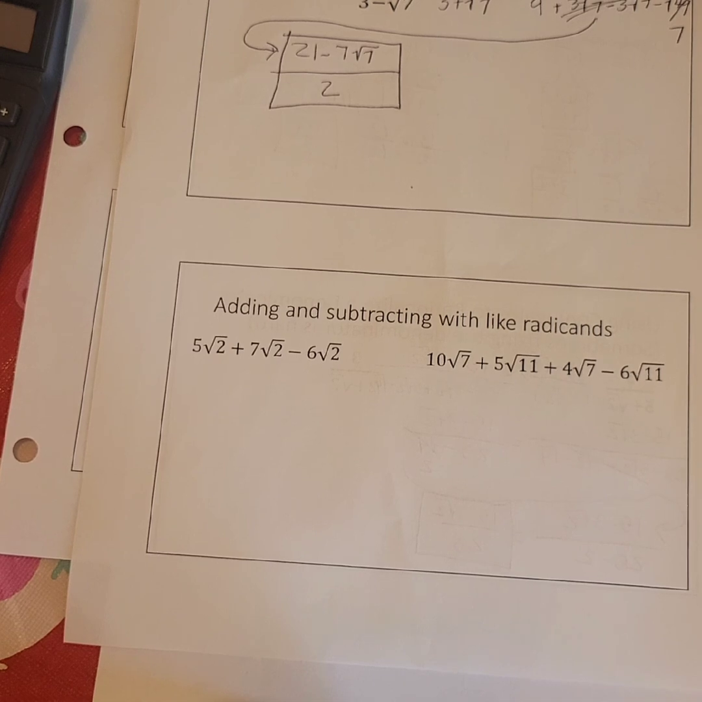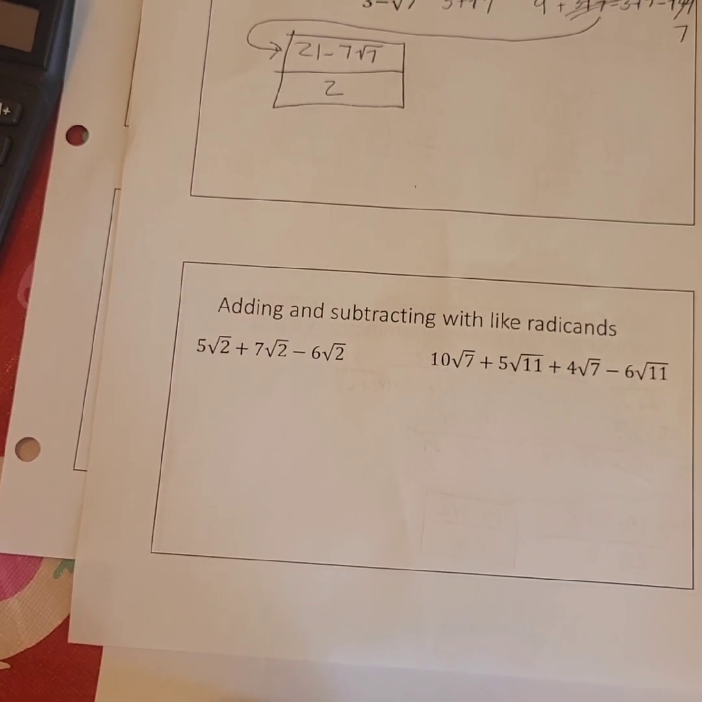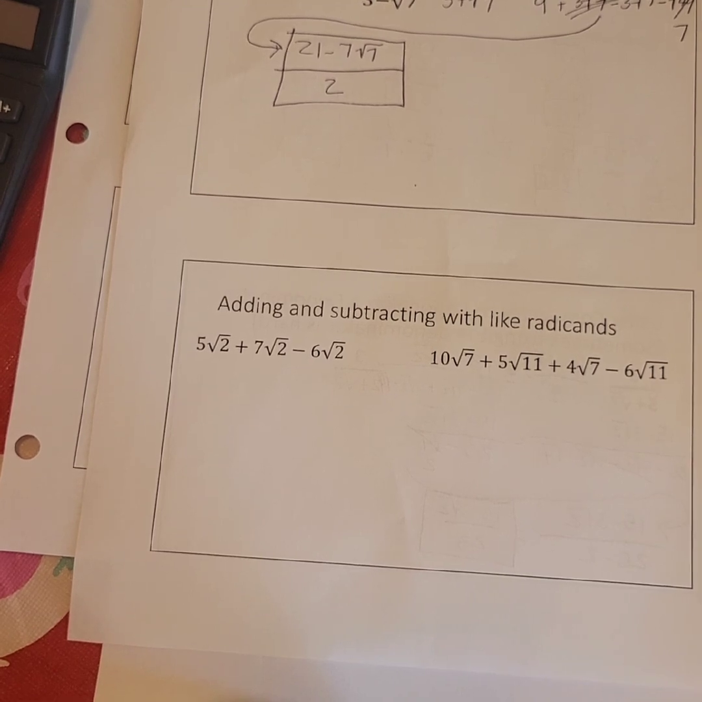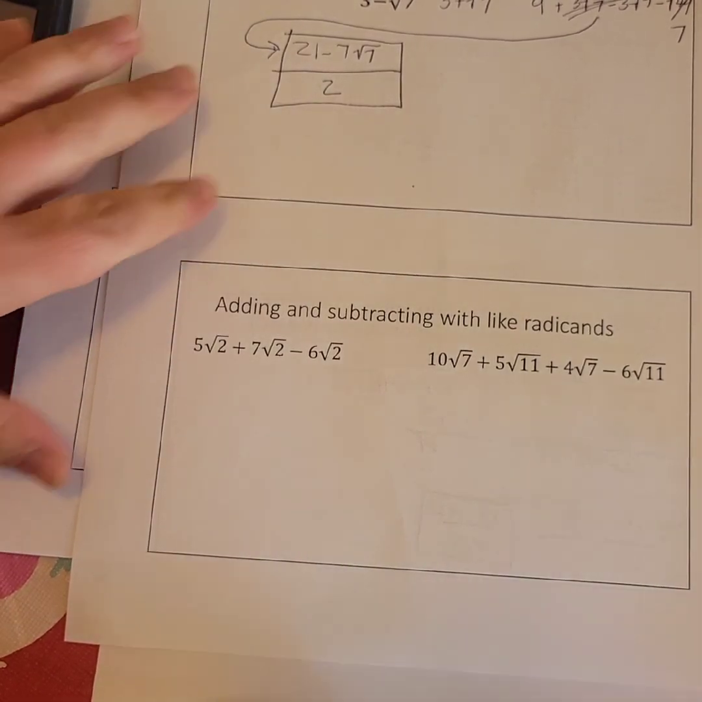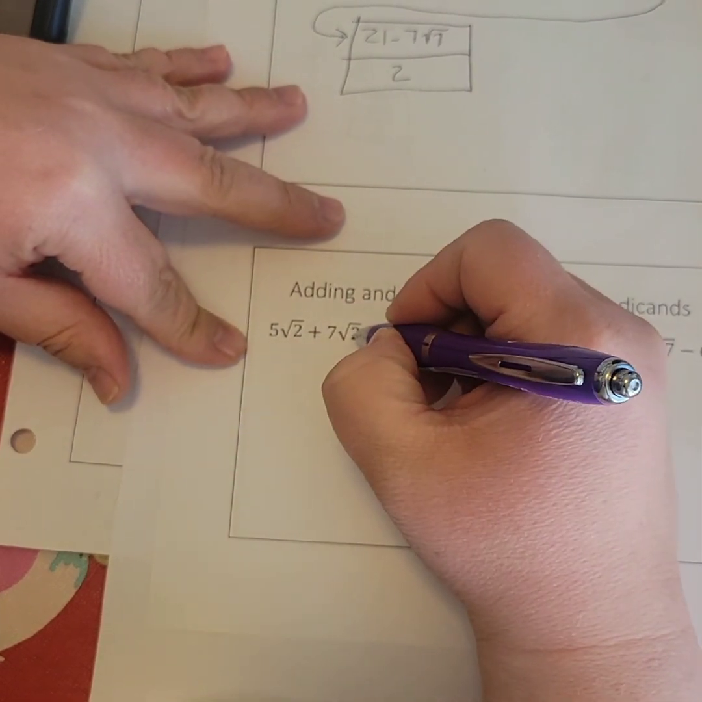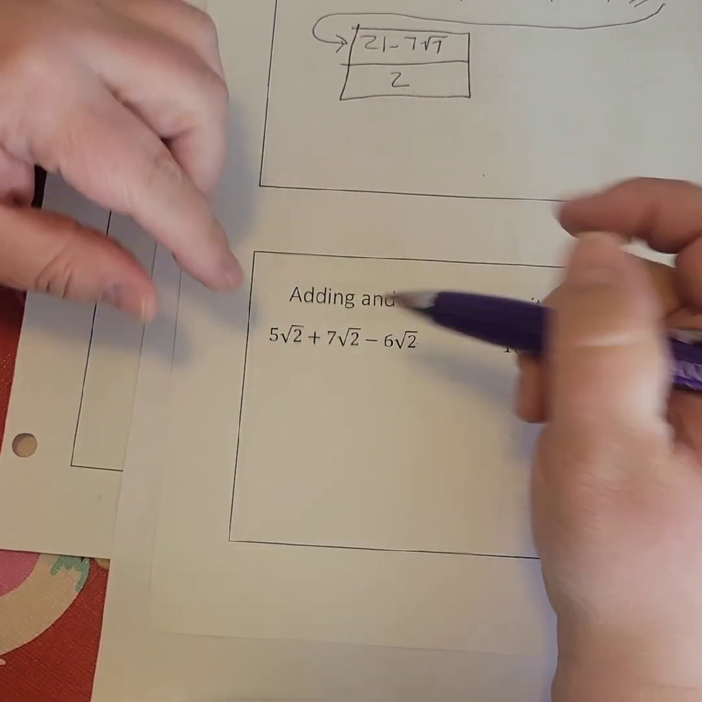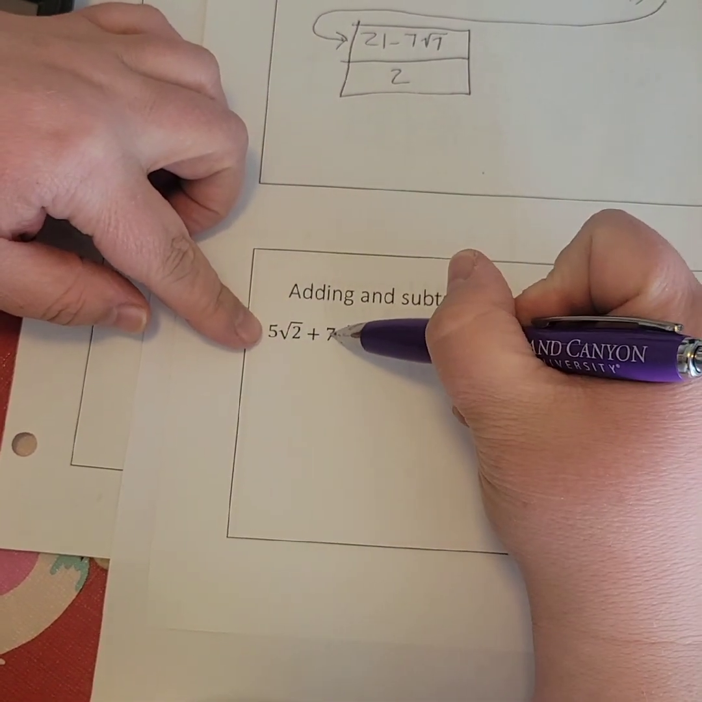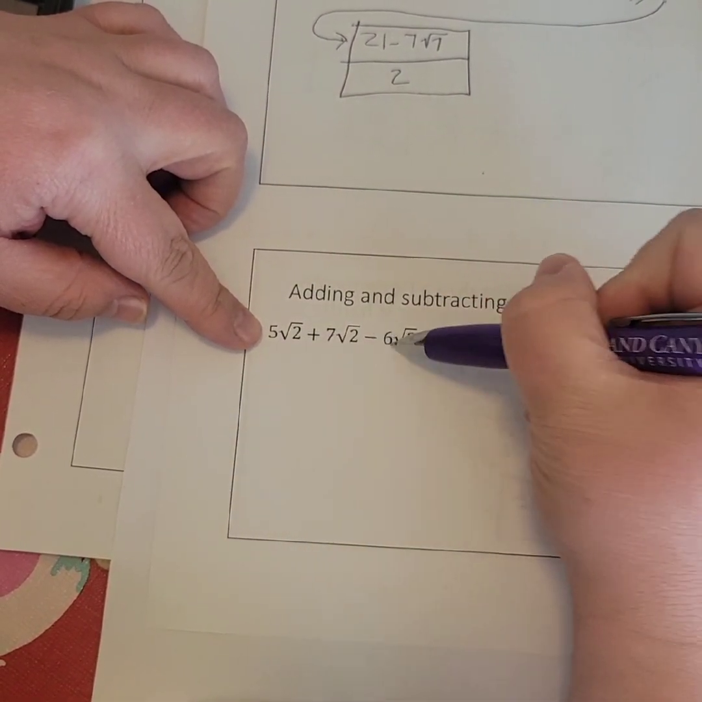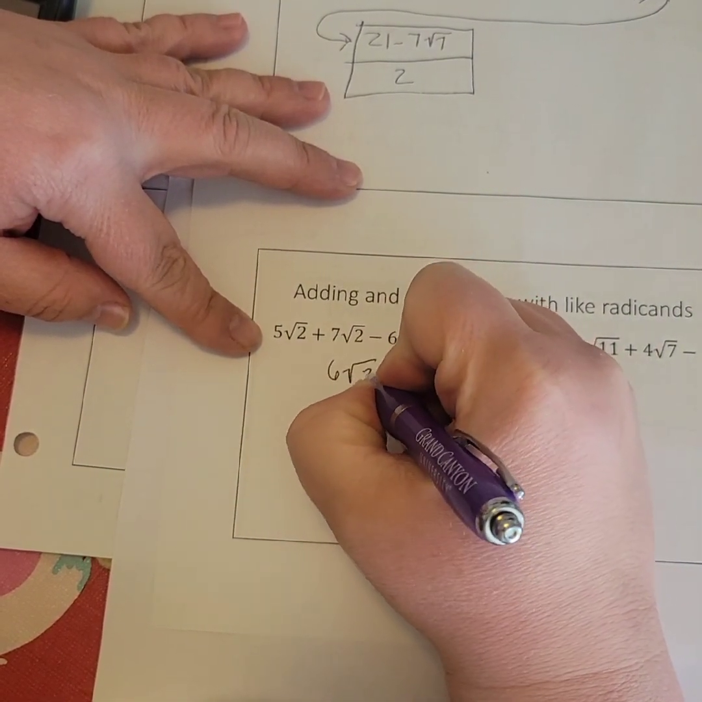When you have radicands, which is what these are called, you cannot put things together unless they are the exact same number under here. So we have square root 2, square root 2, square root 2. It's kind of like a variable. So we have 5 plus 7, which is 12, minus 6, which is 6. So the answer is 6 square root 2.